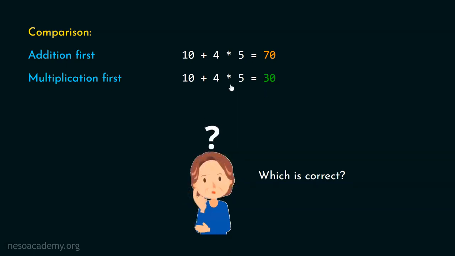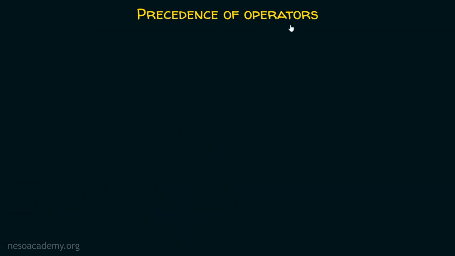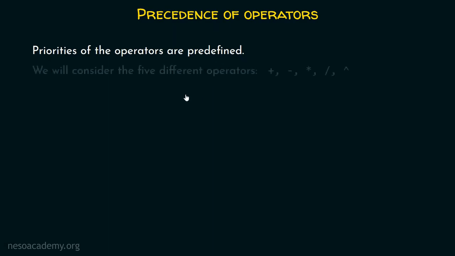To decide this, there is a concrete rule which we must follow: precedence of operators. The precedence of all the operators is predefined. When I say precedence, I actually mean priority. Priorities of the operators are predefined, and we just have to follow that. We will consider these 5 operators: plus, minus, multiply, divide, and exponentiation. It is important to understand there are other operators as well, but for this presentation and the subsequent presentations, we will consider only these operators for simplicity.